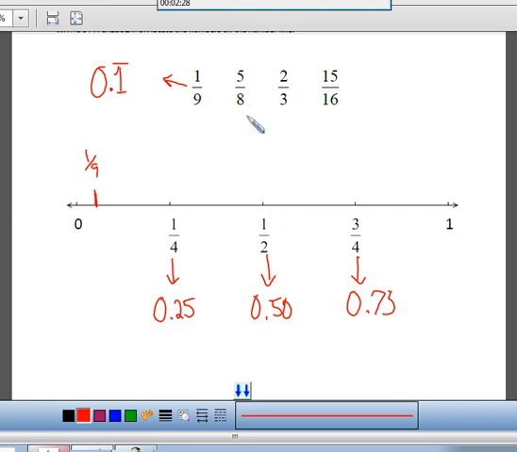And it's basically in between 1/2 and 3/4. So I'll put it about in between, just a shade less than halfway between 1/2 and 3/4. So here's 5/8. By the way, the decimal equivalent of 5/8 is 0.625.